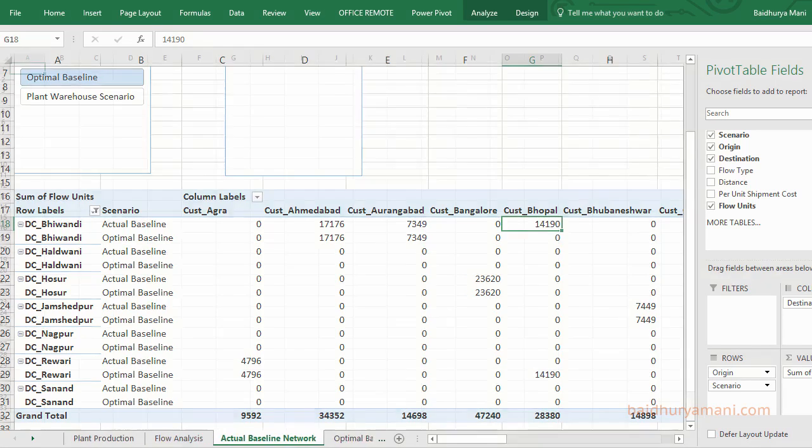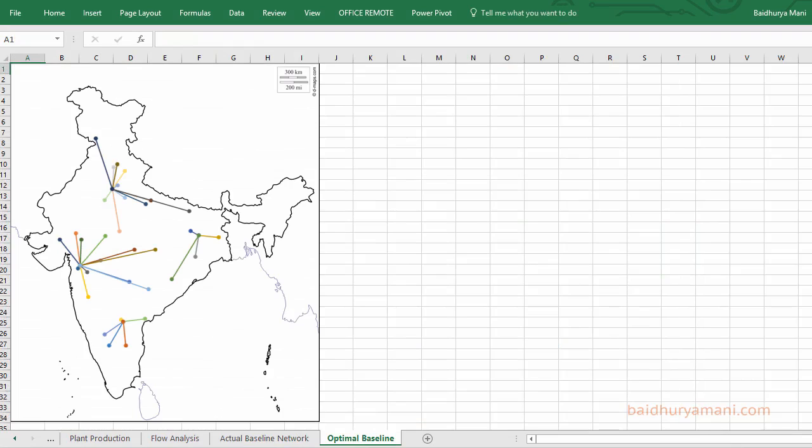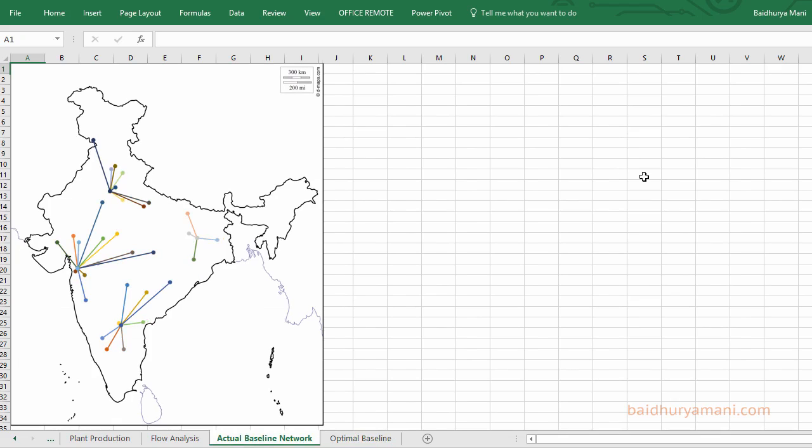So now let's actually look at the maps. I have prepared two maps as well, just for the actual baseline network and the optimal baseline. You can create similar maps for other scenarios as well. It's totally up to you. If we look at the actual baseline scenario, this is somewhere where Bhopal is. Now this place actually is closer from this distribution center, which is Rewari.